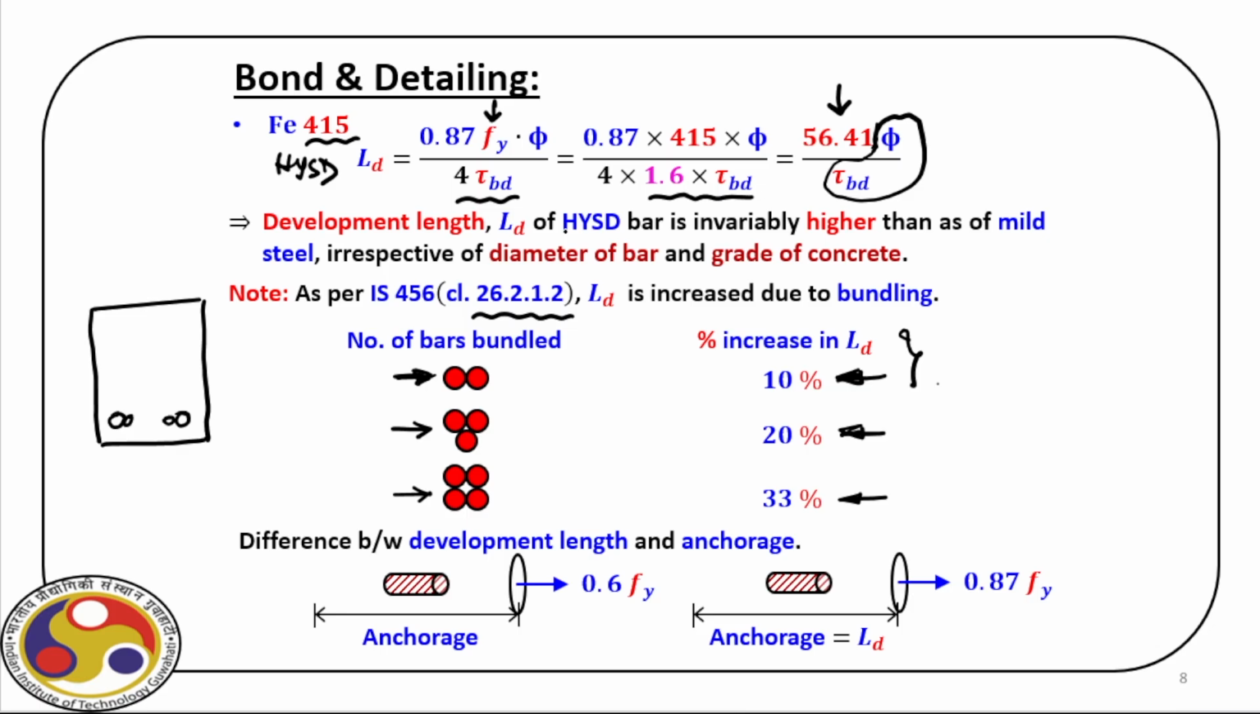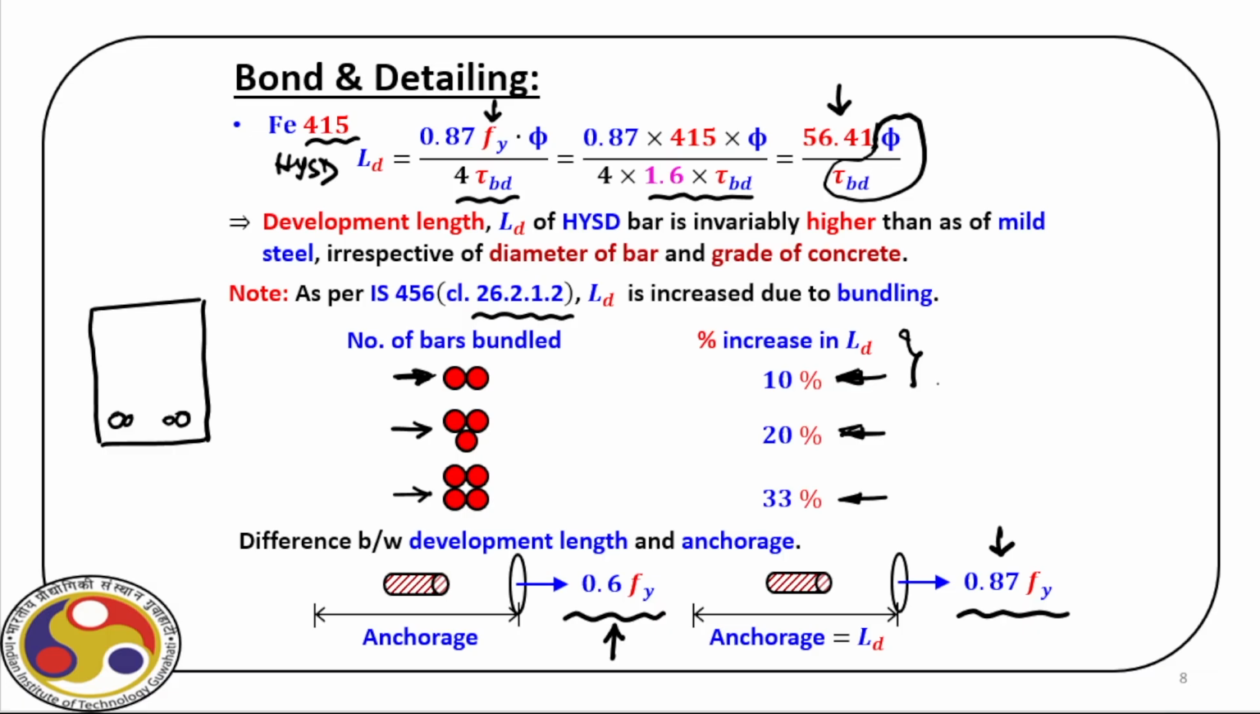Now, the difference between development length and anchorage is the value of stress that we use. In case of LD, we use 0.87 Fy, and in case of anchorage, we use 0.6 Fy.